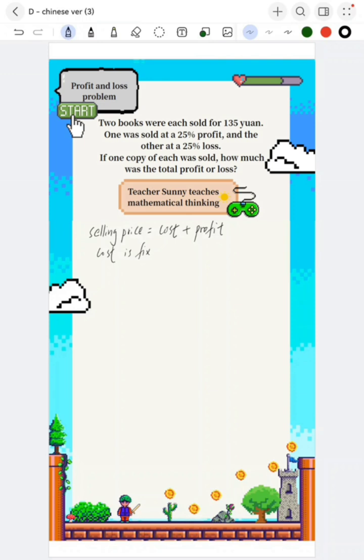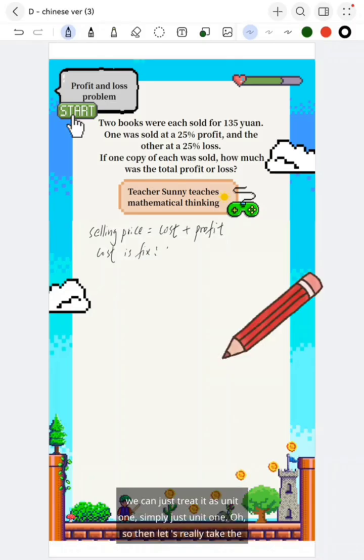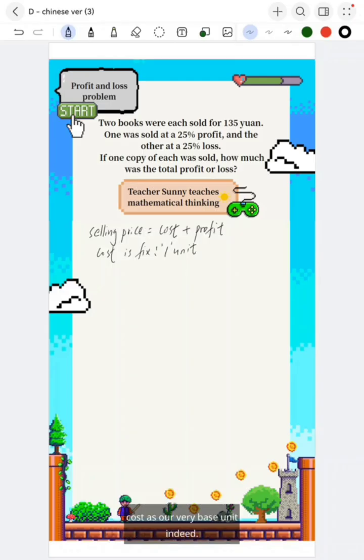So then, we can just treat it as unit 1. Let's take the cost as our base unit. Why is that? Because the cost is a constant. Since it's fixed, we can use it as unit 1.